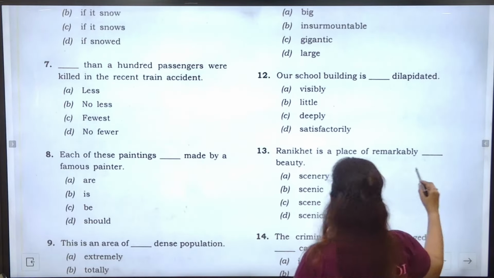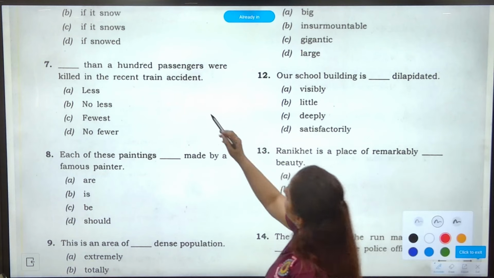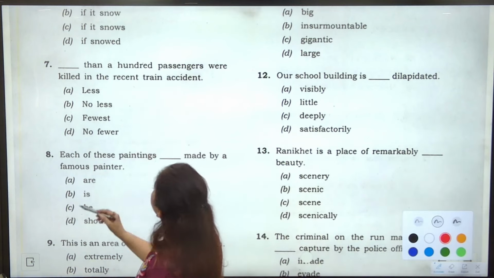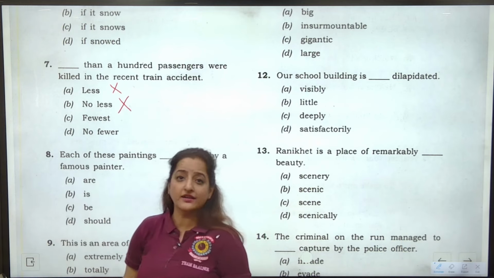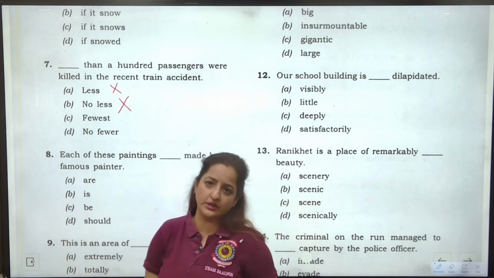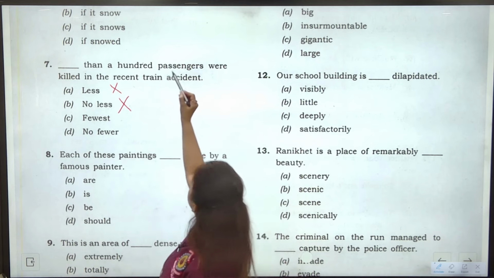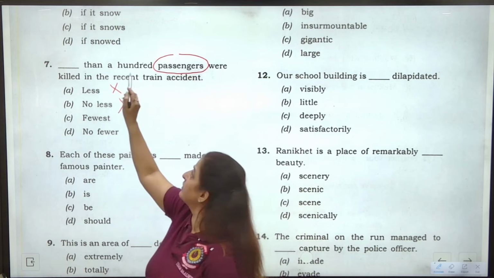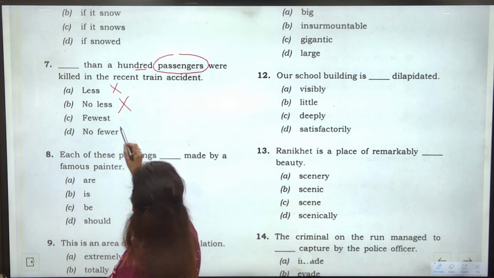Question 7. Dash than 100 passengers were killed in the recent train accident. Less than. Okay, ये दो हम rule out कर देंगे. You know why? Countable, uncountable noun. Less is always used for countable nouns. और यहाँ किसकी बात हो रही है? Passengers की है. Passengers countable होते हैं, तो number भी तो दिया है 100. And so the only one is fewer over here.